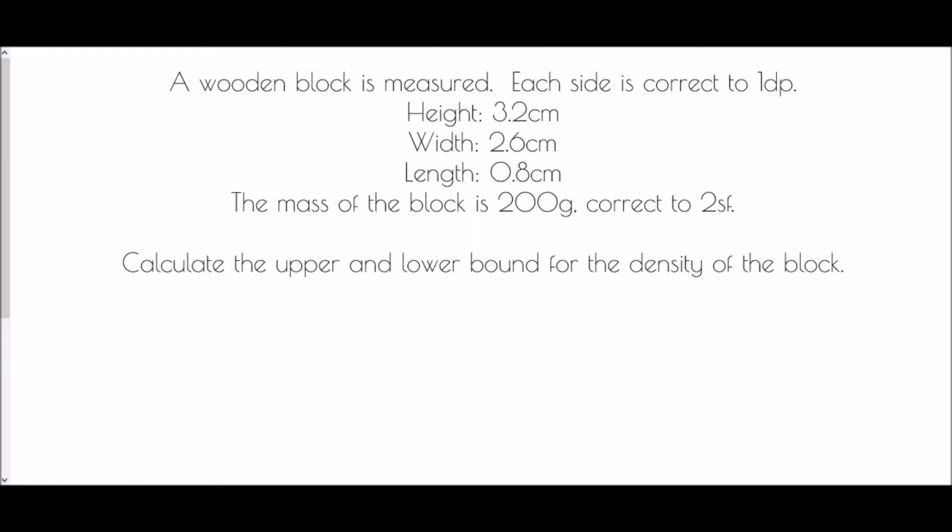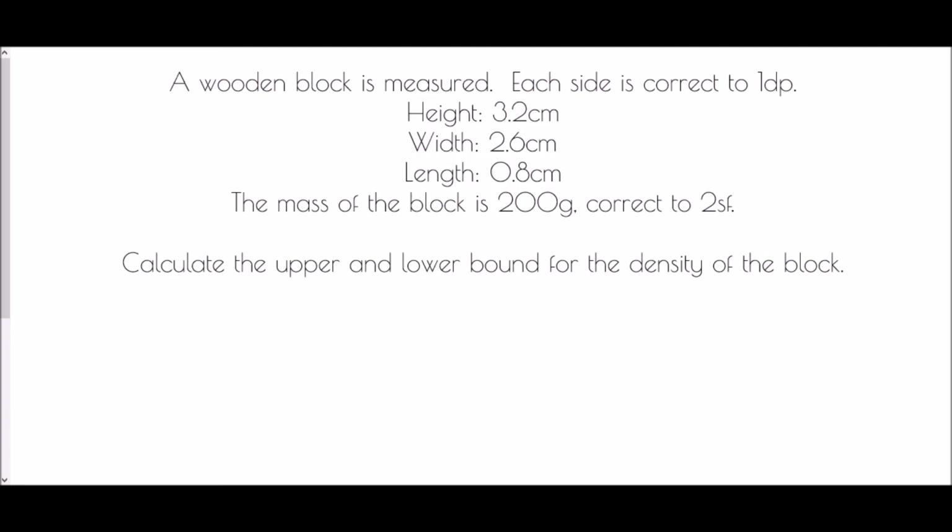Okay, so next we have a wooden block that is measured, and each side is correct to 1 decimal place. So the height is 3.2 centimetres, the width 2.6 centimetres and the length 0.8 centimetres. And the mass of the block is 200 grams correct to 2 significant figures. Calculate the upper and lower bound for the density of the block.